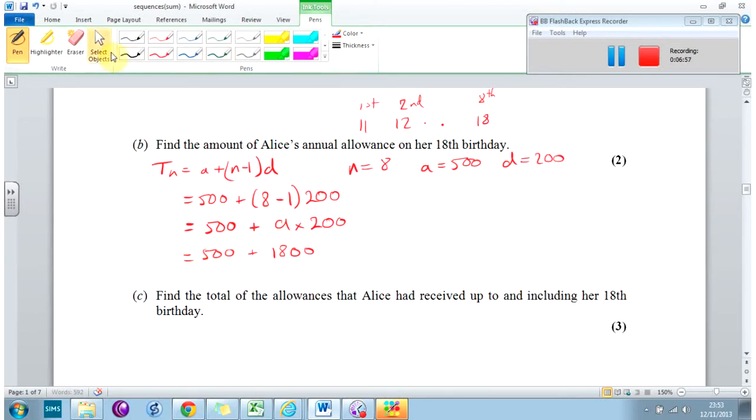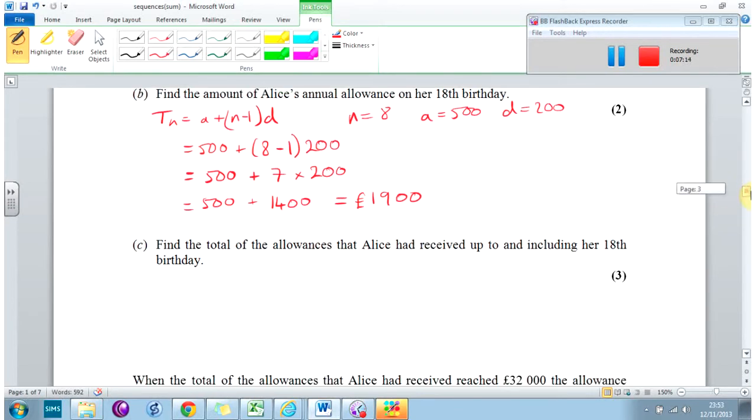My bad. Good job, I've been looking at, spotted that. It's obviously a bit late for me tonight doing it. So that's obviously 7 times 200, which is 1400, which gives 1900 as her 18th birthday present. Very nice, isn't it?